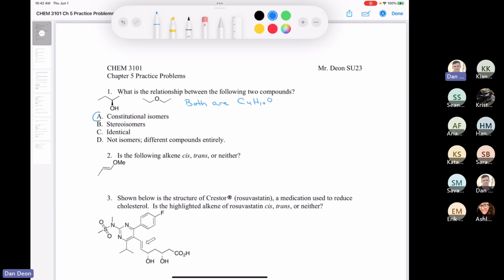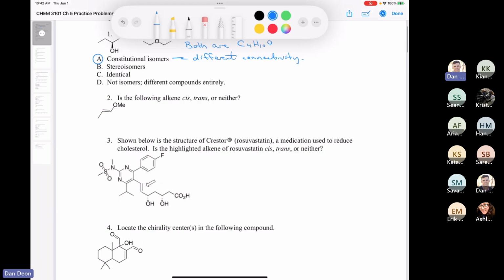Exactly. Thanks, Sean. Constitutional isomers, right? Different connectivity. Good. Let's move to the next one.